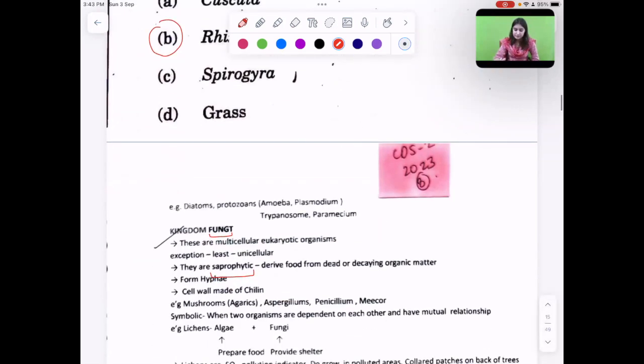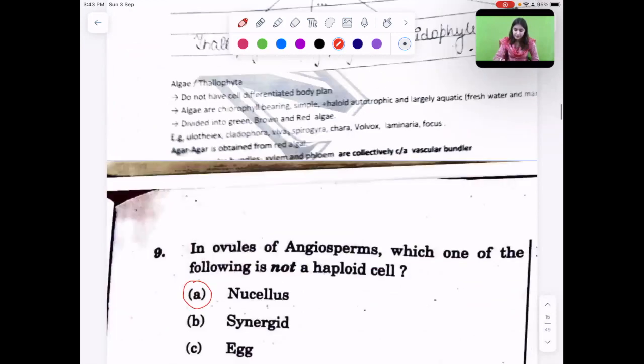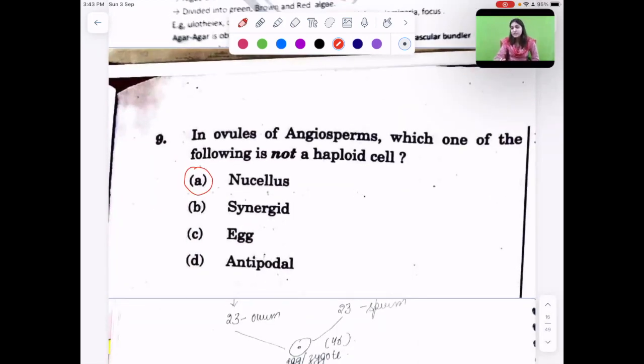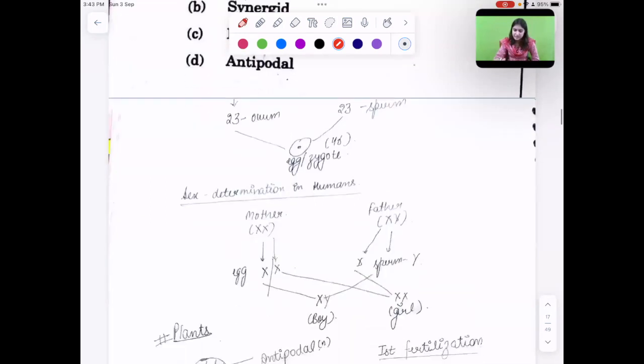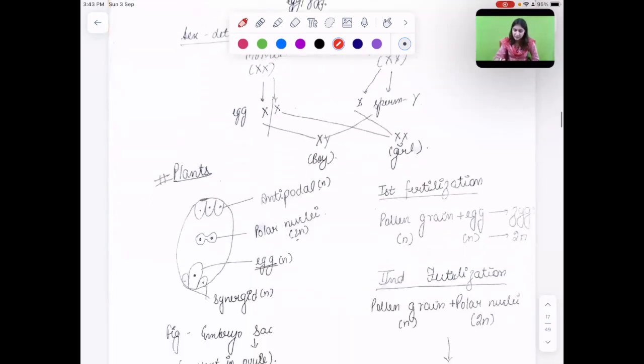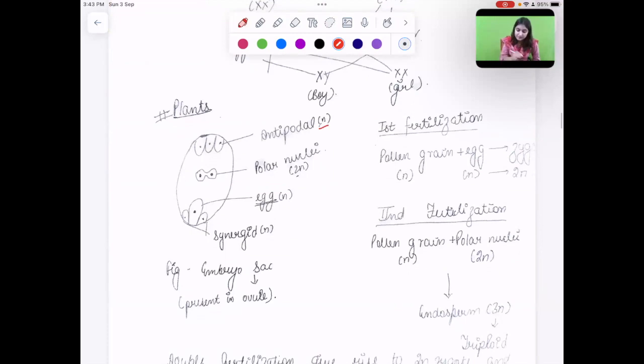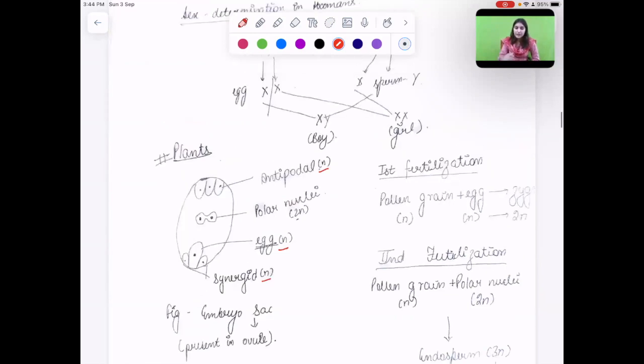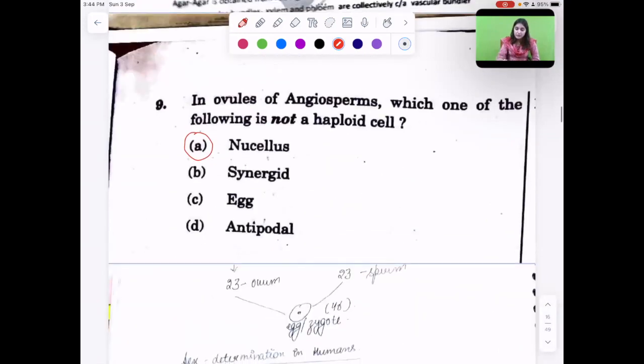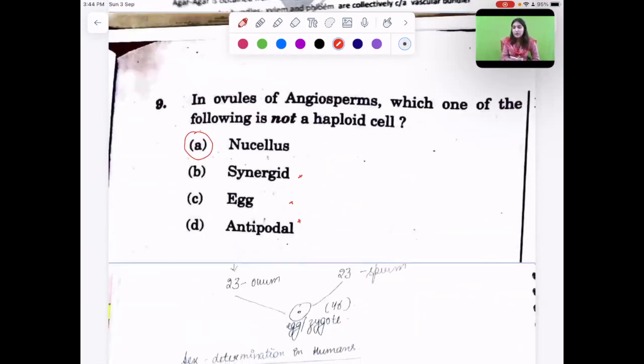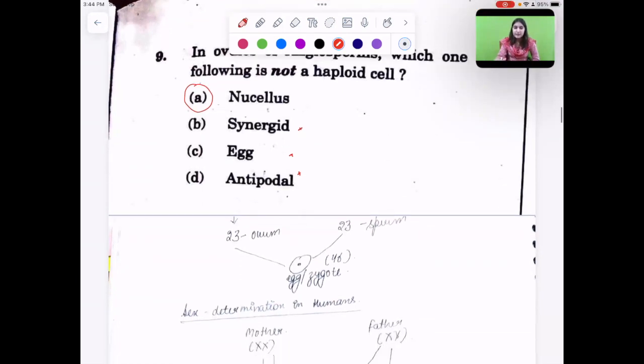Next, in ovules of angiosperm, which one of the following is not a haploid cell? This question is from sexual reproduction of flowering plants. Okay, so here the embryo sac is given, as you can see. Antipodal cells, egg, and synergid all have haploid ploidy level, right? And n is written, that means haploid. So synergid, egg, and antipodal all are haploid. So not haploid is nucellus, a part of ovule. Okay, so nucellus cells are diploid. Option A is the answer.